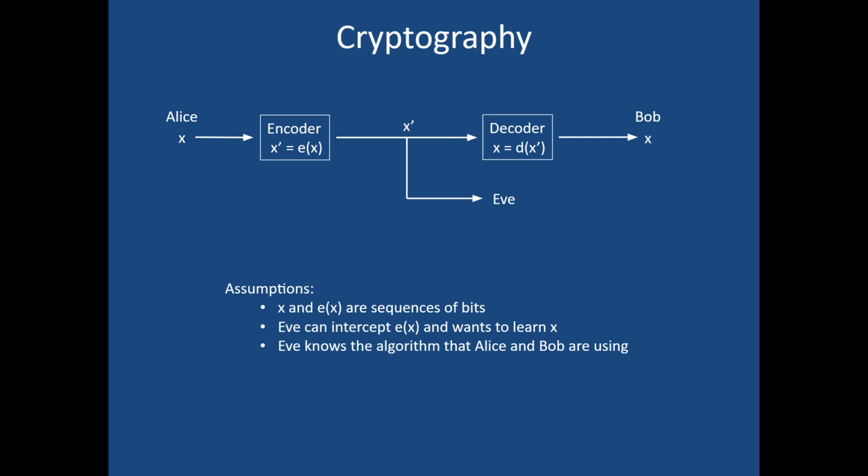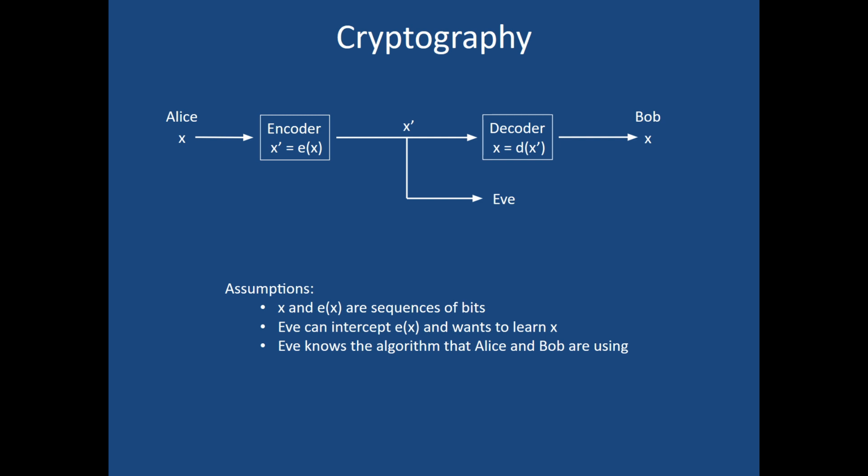Alice has a message X that she wants to send to Bob. So Alice has some way of encoding. She has some encoding algorithm, and we'll call that E here. She encodes X with the algorithm E and gets X prime. She sends those bits over the network. Bob has a decoding algorithm, which we'll call D, and turns X prime back into X. That's just a block diagram with encryption.